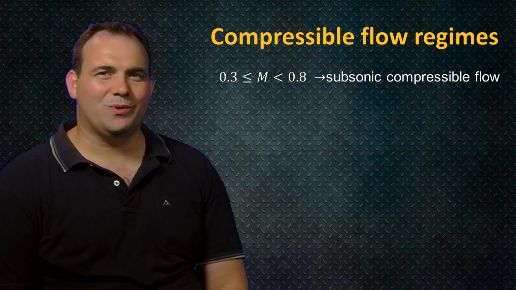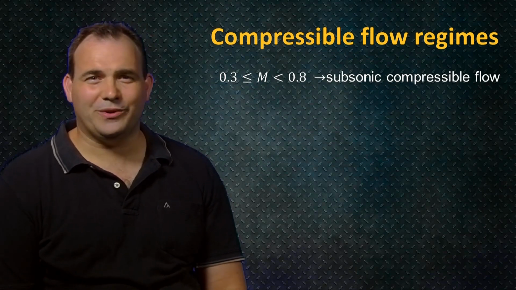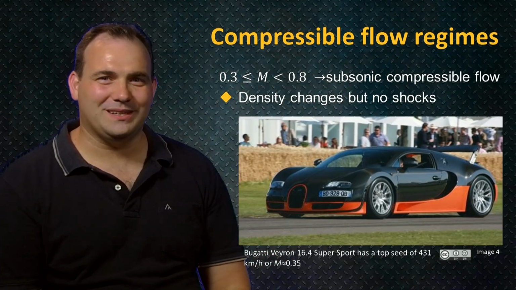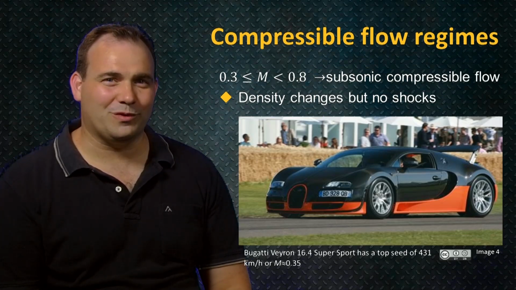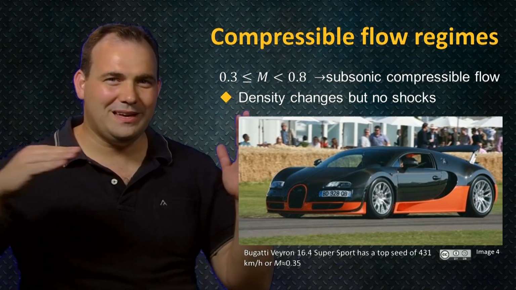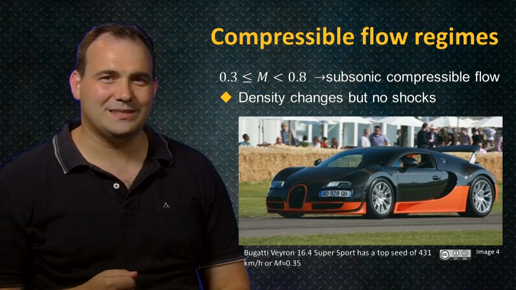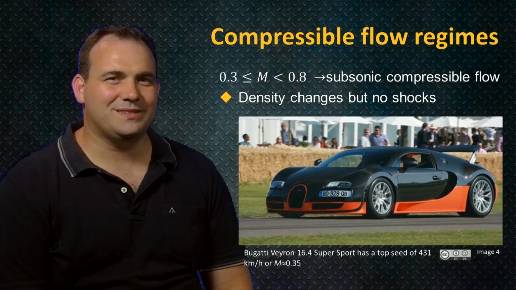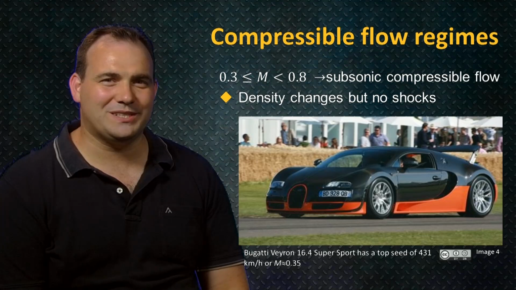For Mach numbers between 0.3 and 0.8, we have subsonic compressible flow, where density changes are appreciable, but shock waves don't form. The Bugatti Veyron edition pictured here has a top speed of 431 km per hour, giving it a Mach number of approximately 0.35, so compressibility effects will be important. Where the airflow stagnates against the front of the vehicle, the flow density will be significantly increased and the pressure will no longer be given by Bernoulli's equation. By the end of this section of the course, however, you'll be able to precisely calculate what the density and pressure are in reality.